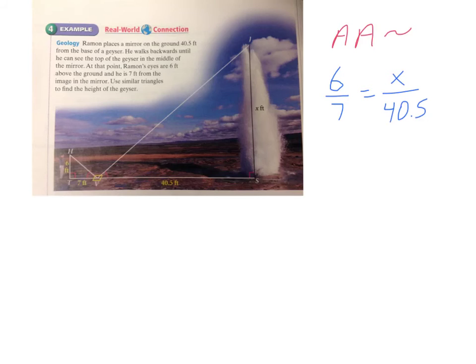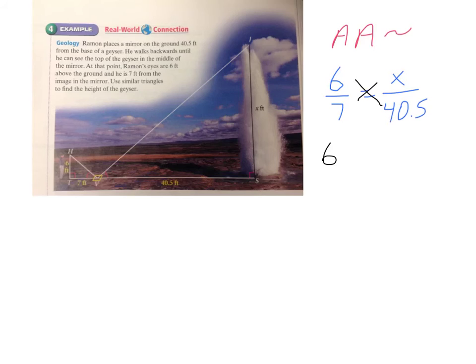Now I've set up the proportion 6 over 7. The height of Ramon's triangle over the base has to equal the height of the geyser over the base. I've set this up a little bit different than the book. Hopefully you're not looking in the book when you're trying to figure these out. Hopefully you're trying to figure them out for yourself. So, and then we're going to do cross products.